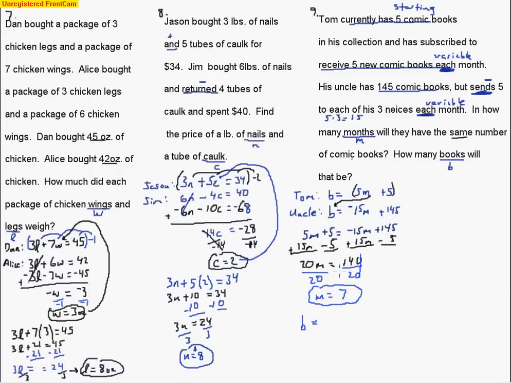Well, the books, that's just when we take this 7 and we substitute that back into the equation. Now, it doesn't matter which one. I'm going to pick Tom's equation. So in place of that m, I'm going to put 7 months. So 5 times 7 plus the 5. Well, that just makes 35. And 35 and 5 makes 40. So there it is, 40 books after 7 months.